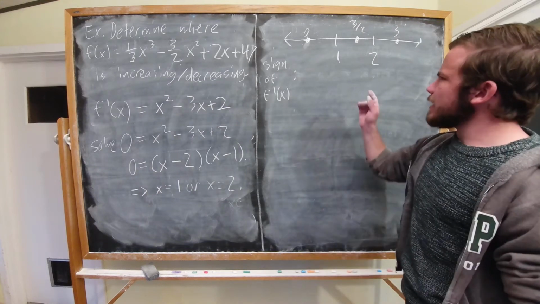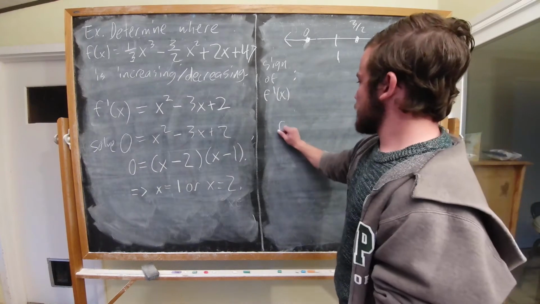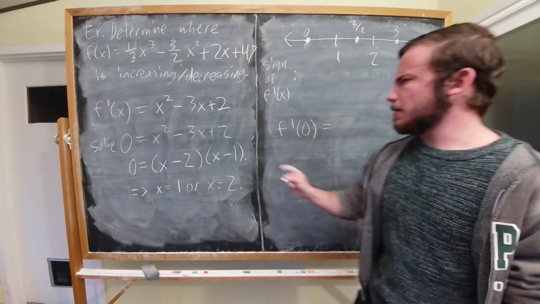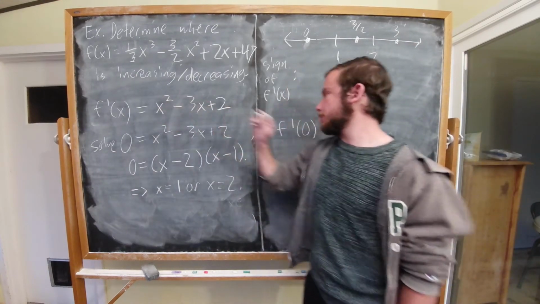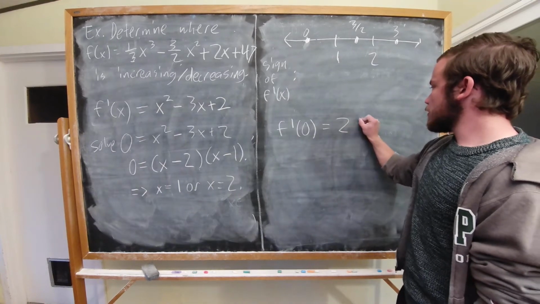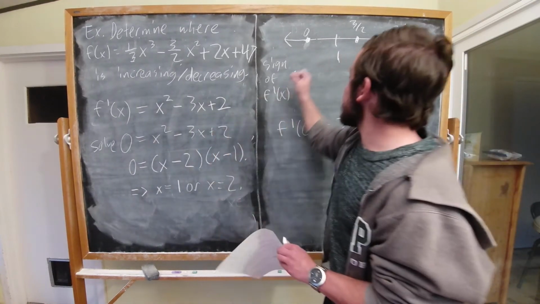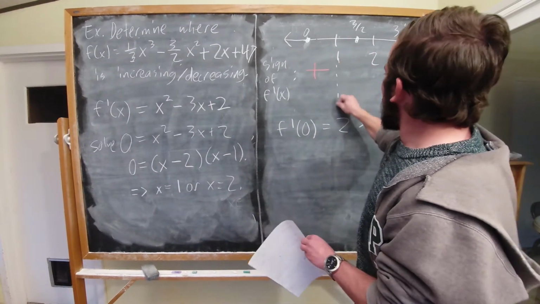Choose nice numbers. It doesn't change anything if you choose a nastier number, so you might as well make it not bad for yourself. All right, and then let's check f'(x) on each of those intervals. f'(0): I'm just going to plug 0 into this function. We get 0 minus 0 plus 2, which is greater than 0. So f'(x) is positive on that interval.